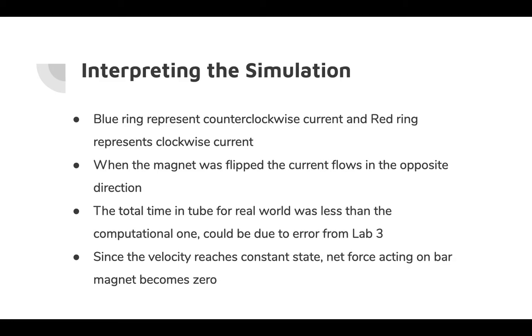Interpreting the simulation. The blue ring represents counterclockwise current and the red ring represents clockwise current. When the magnet was flipped, the current flows in the opposite direction. The total time in the tube for the real world was less than the computational one, and this difference could be due to error from Lab 3, because we calculated the magnetic dipole moment in Lab 3. Since the velocity reaches a constant state, the net force acting on the bar magnet becomes 0.